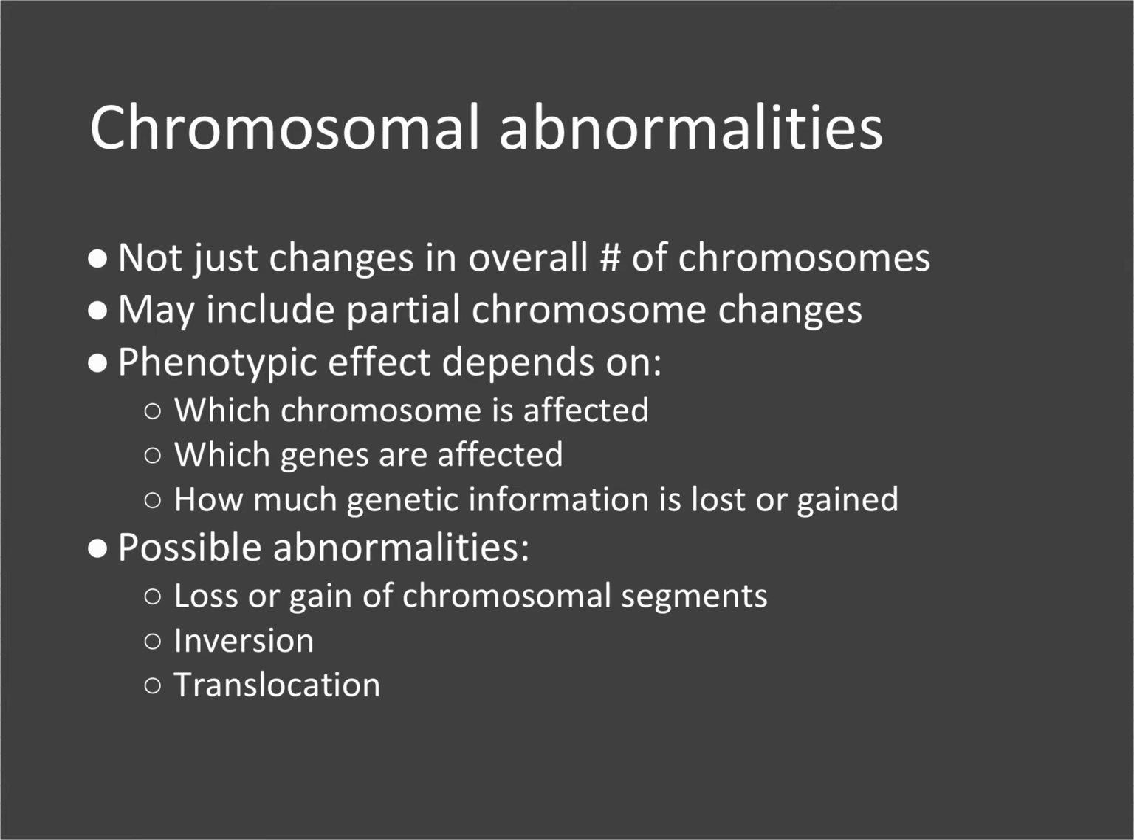So if it's only part of the chromosome that's affected, it might only affect the genes that are on that part of the chromosome. And it depends on how much genetic information is either lost or gained. If it's just a little bit of a chromosome that breaks off from one and attaches to another one, it might not be a problem. But if it's an entire arm, that can cause more problems because more genes are affected. So the possible abnormalities could be a loss or gain of chromosomal segments. It could be something called an inversion or a translocation, and we'll talk about these on the next couple slides.